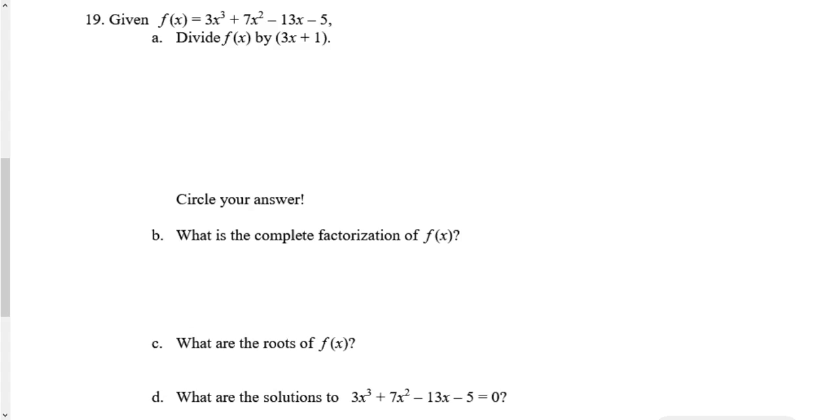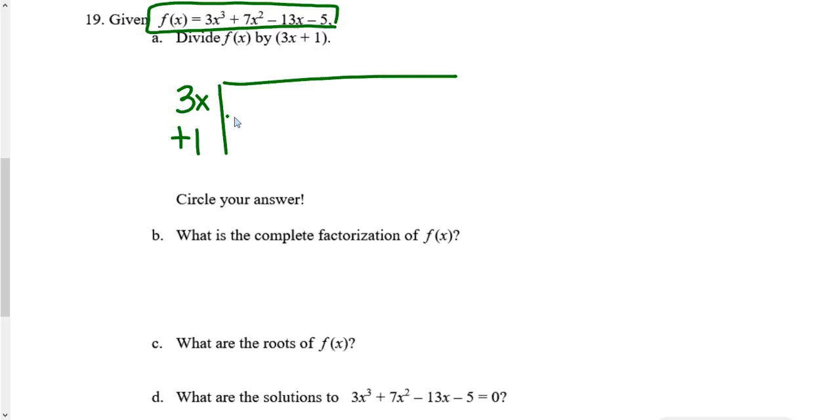All right, number 19 here has this polynomial f of x. Realize since this question has parts A, B, C, all that stuff down there, all of these questions have to do with this same polynomial. So to start out, I'm supposed to divide it by 3x plus 1. So 3x plus 1 is going on the outside of my area as one of the factors. And then I'm going to put my f of x on the inside. So I've got 3x cubed in there.